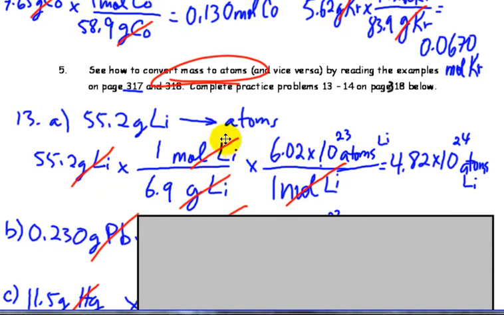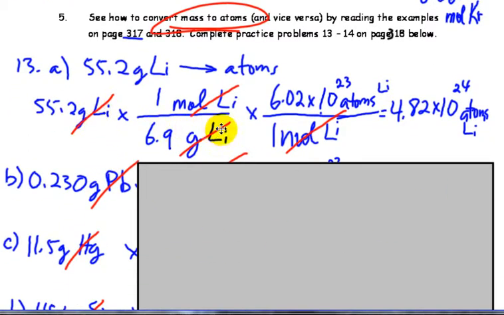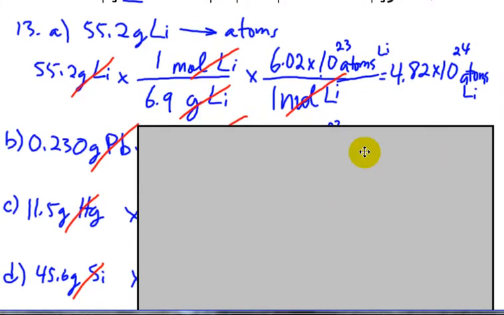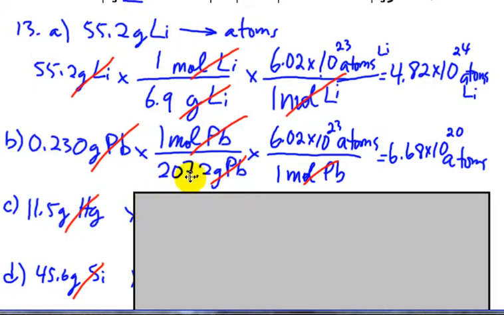Grams cancel, and if we were to stop right there, we'd be in that center mole bubble. But we want to go one more step, convert it into atoms. So one mole on the bottom, 6.02 times 10 to the 23rd atoms of lithium, and then we get 4.82 times 10 to the 24. So two steps, and you can see this cancels, this cancels, and then we're left with the unit we should have. Doing the same thing with lead. Periodic table, 207.2 grams is one mole. And then lastly, that last part of the bubble there, 6.02 times 10 to the 23rd.